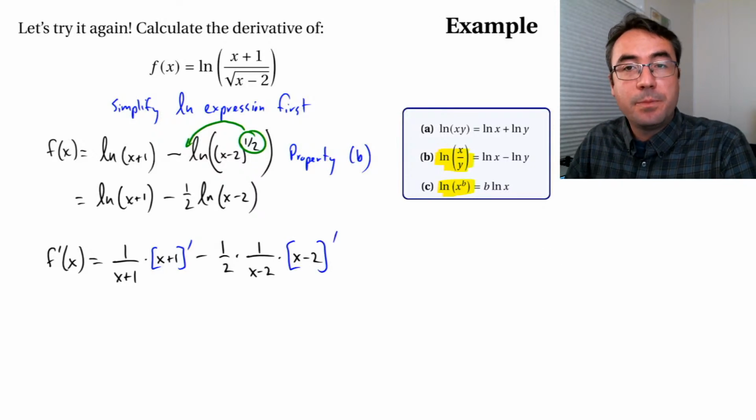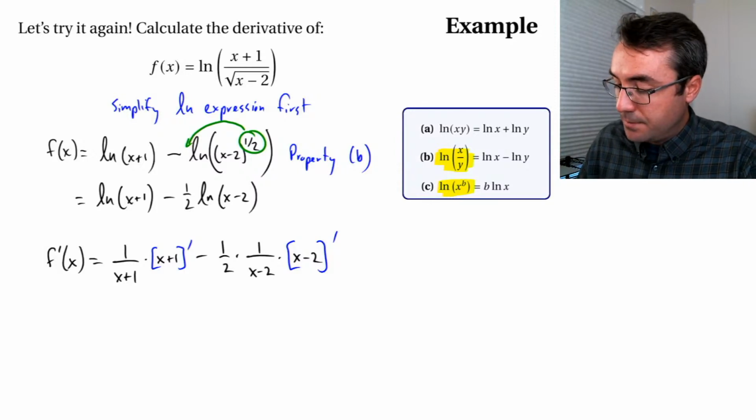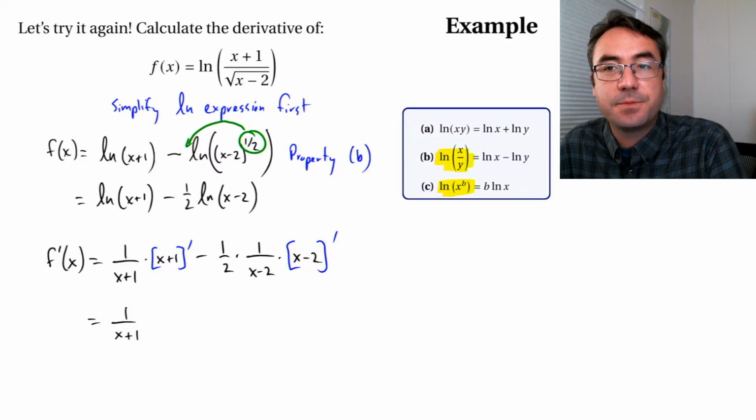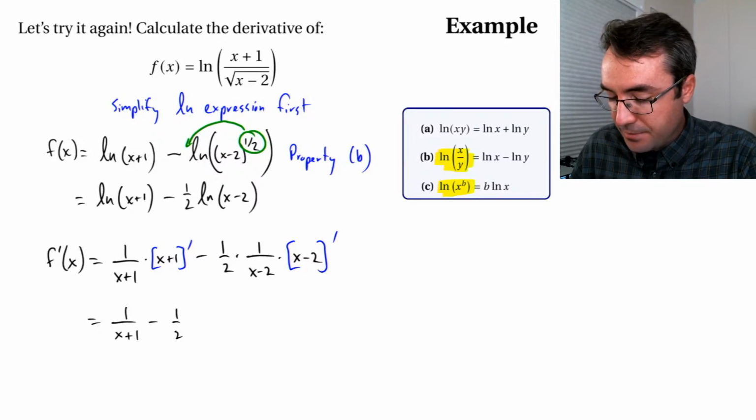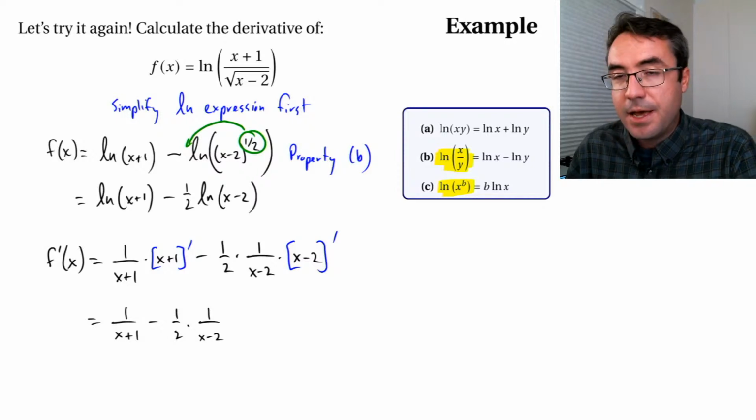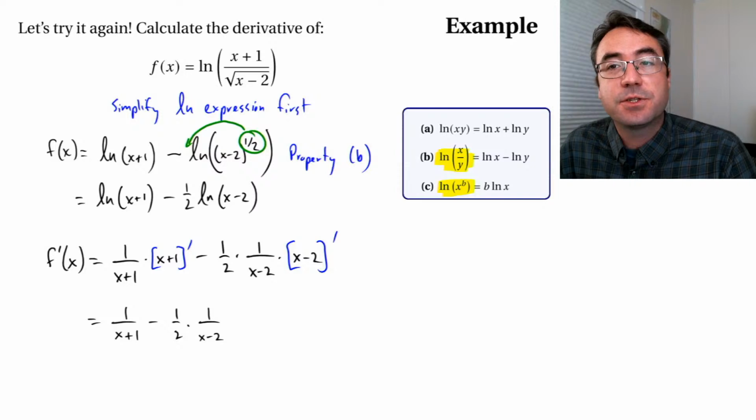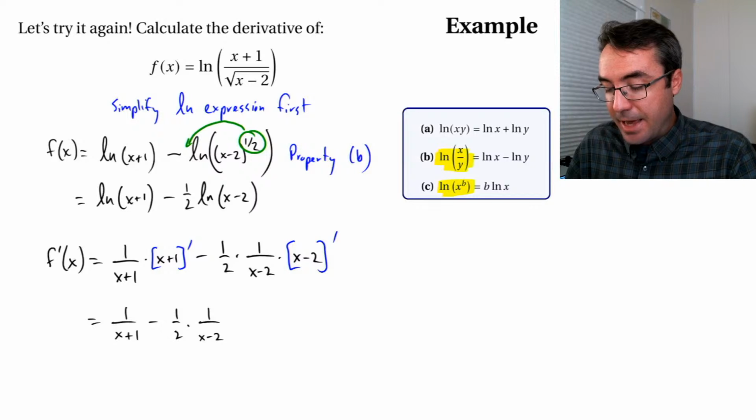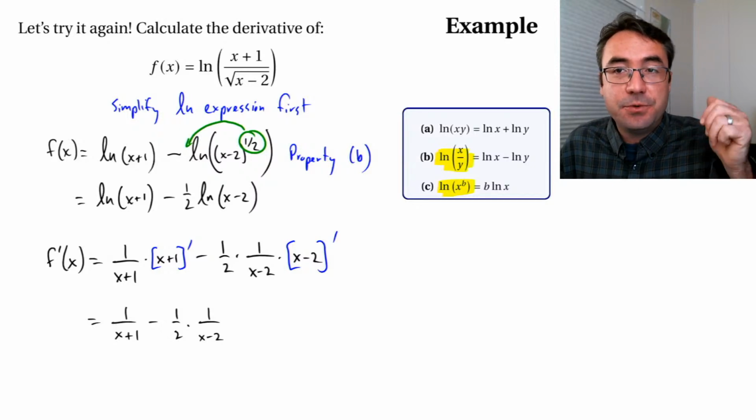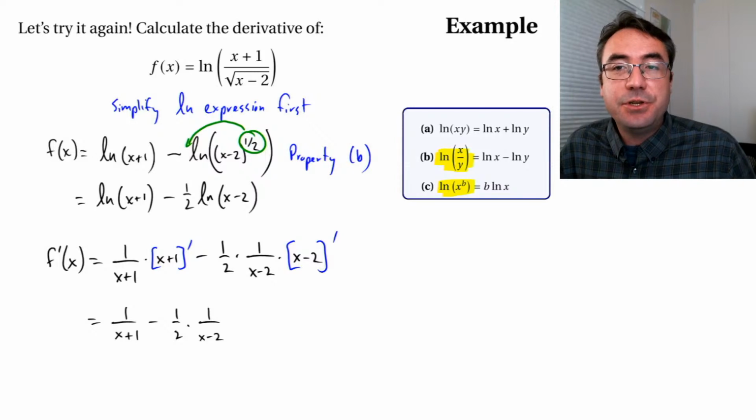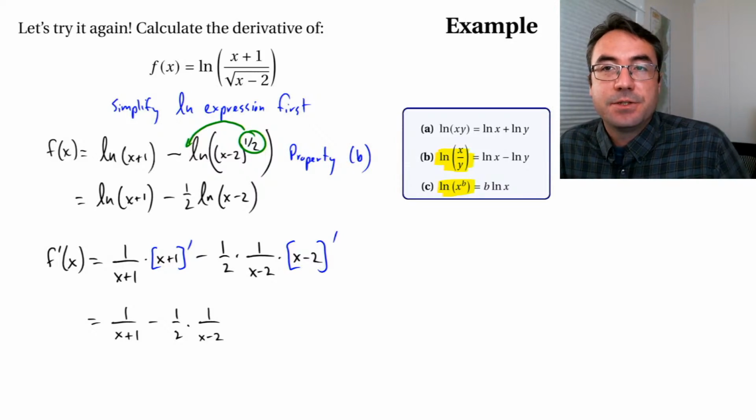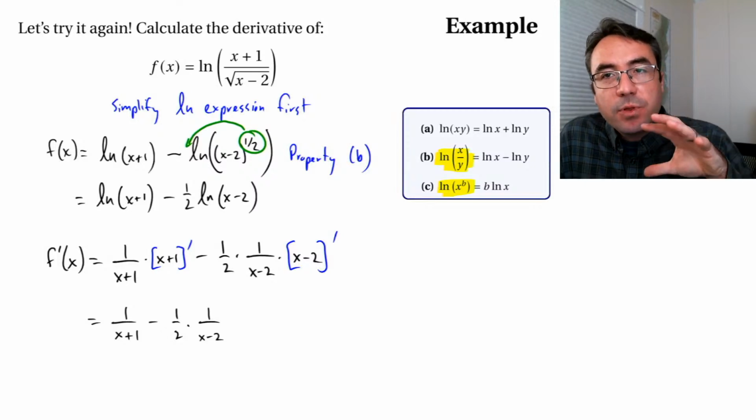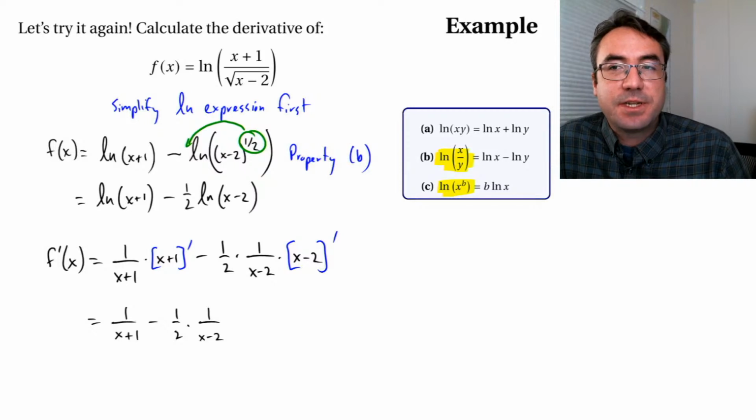And then if we go a little bit further, derivative of x plus 1 is 1. So we just get 1 over x plus 1 as the first part. Then we have minus 1/2 times 1 over x minus 2. And the derivative of x minus 2 is also 1. So there's our derivative. We're done differentiating. And notice that we didn't really have to do the quotient rule, and we didn't have to use the general power rule at all. So using those properties of natural log kind of simplified the differentiation process down quite a bit.